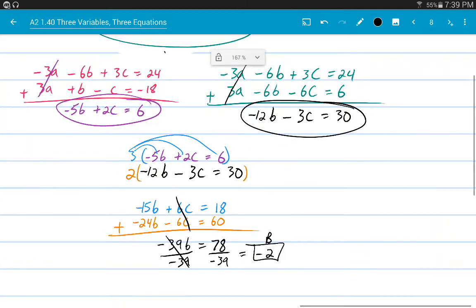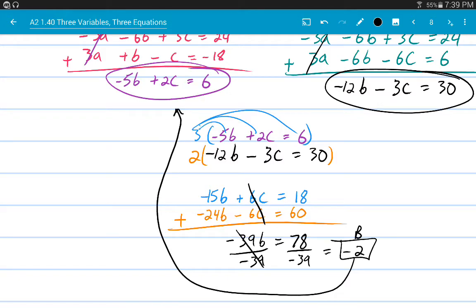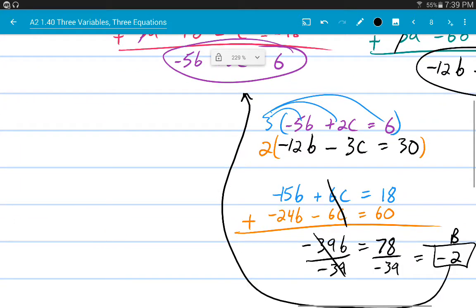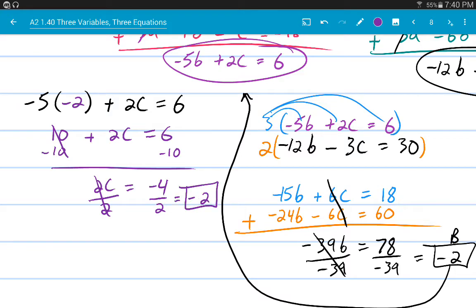So negative 2 is b. I'm going to plug that into this equation. Negative 2 because that's what b is. I'll plug that in here. Okay, turns out that c is also negative 2. B is negative 2, C is negative 2.